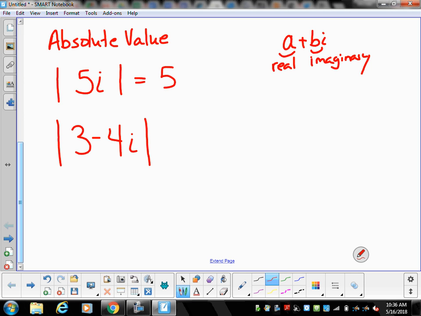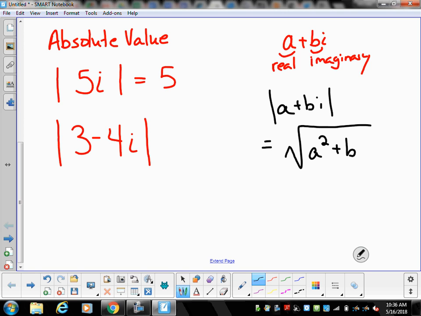You have the absolute value of 3 minus 4i, or anything in that form. Here's what you do. Anything in this form of a plus bi, the absolute value is equal to the square root of a squared plus b squared.